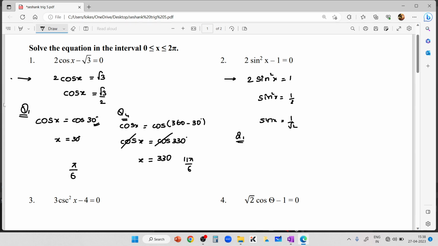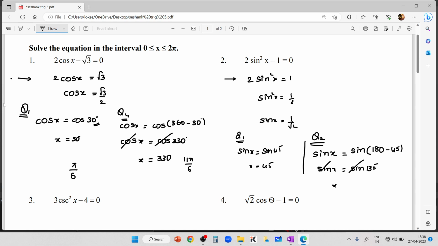In the first quadrant, we can find the angle directly. So sin x is equal to sine 45, so x is equal to 45. In the same way, in quadrant 2 also sine is positive. In quadrant 2, the nature of the angle is 180 minus theta. So sin x is equal to sine 180 minus 45, which is sine 135. So sine gets cancelled, x is equal to 135. So the angle may be either pi by 4 or 3 pi by 4.